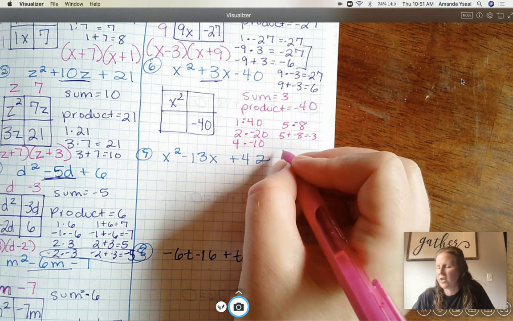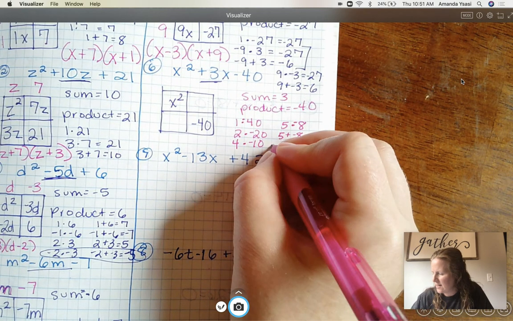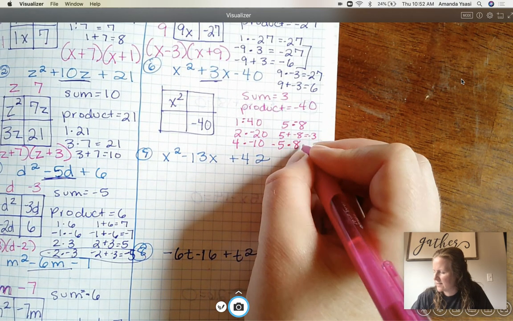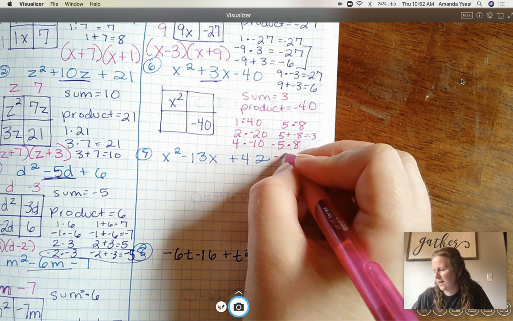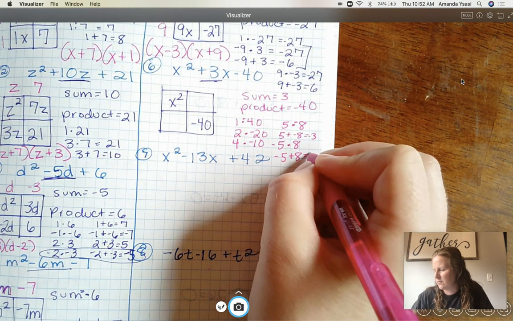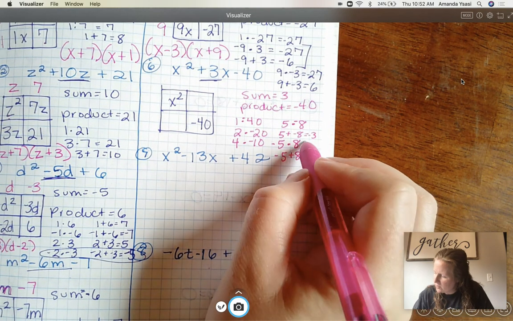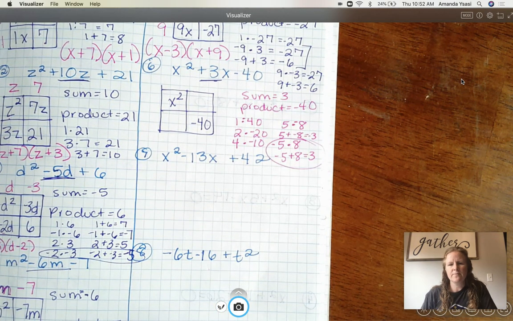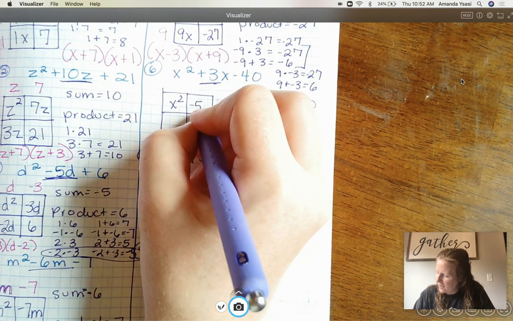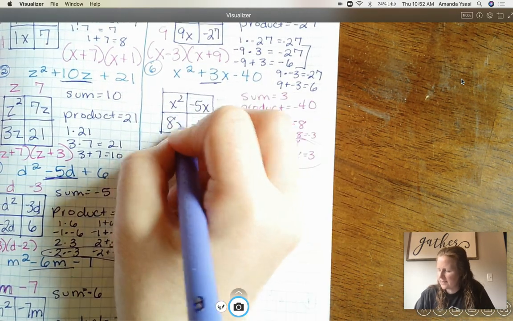So what if I change where the sign is? Negative 5 times an 8 gets negative 40, and negative 5 plus 8 gets a positive 3. So this is it. So it'll be a negative 5x and a positive 8x.